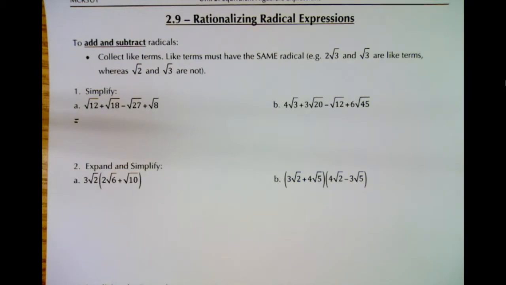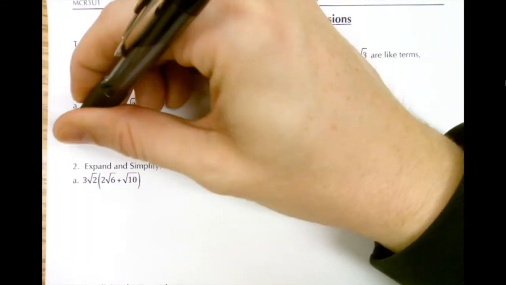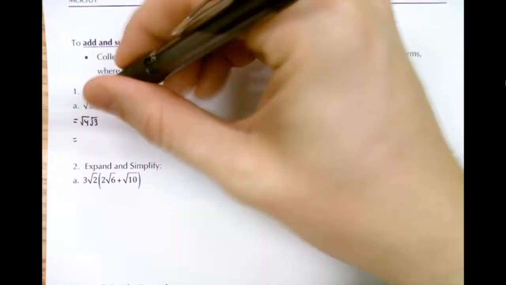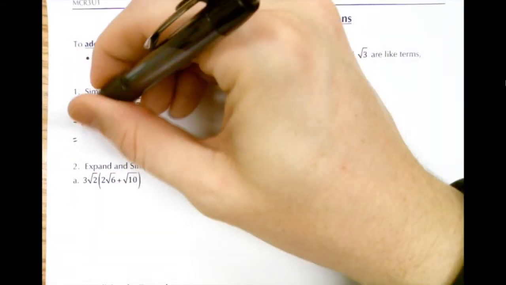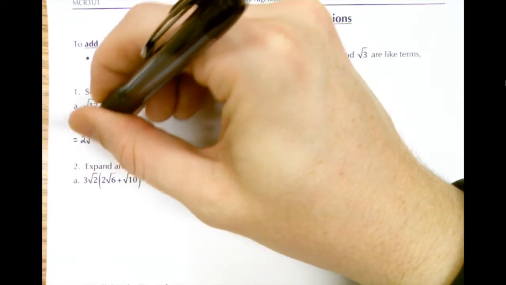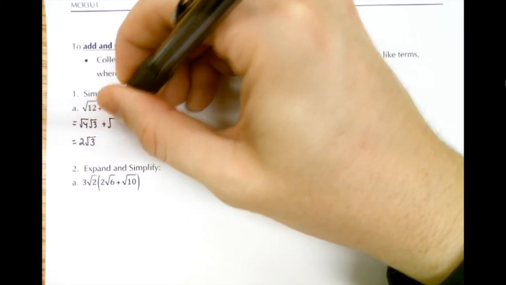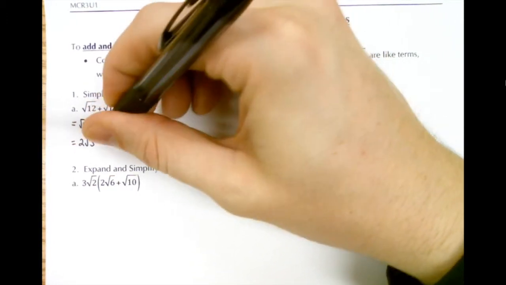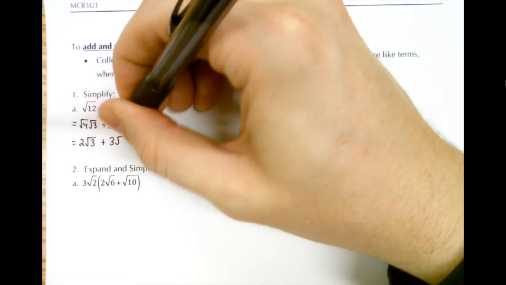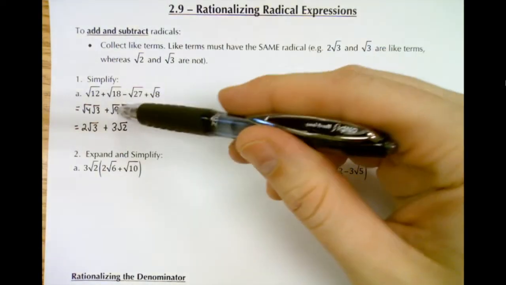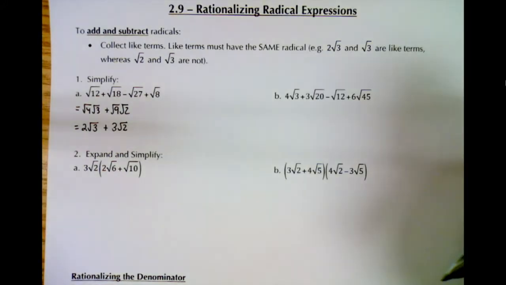Root 12 can be broken down into two factors, 4 and 3, and 4 is a perfect square. So if I break this into root 4, root 3, I'm going to do two steps here at once. Now we don't have to show this middle step every time, but I'm going to show it for this example. The square root of 4 is 2, so 2 root 3. If we break down 18, we can break it down into 9 and 2. So root 9, root 2, and if you square root 9, you get 3. Now if you practice and write the perfect square term first, you always end up with your coefficient in front, which is very helpful.